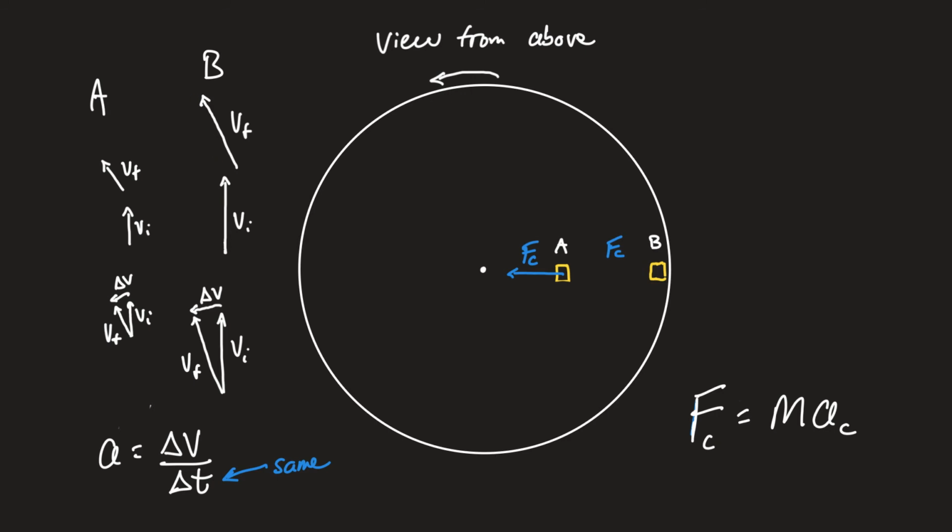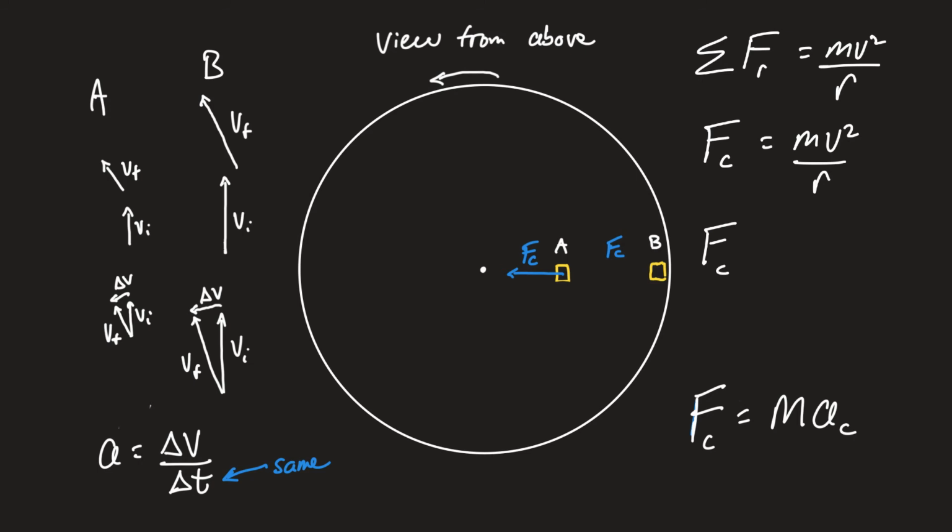Now another way you can do the same argument is just to use the second law. So let's do that over here. And this is a case where we know that the centripetal force is going to be equal to mv squared over r. And then it's the same mass, so that's a constant. So the centripetal force is directly proportional to this ratio. Square the speed and then divide by the radius.